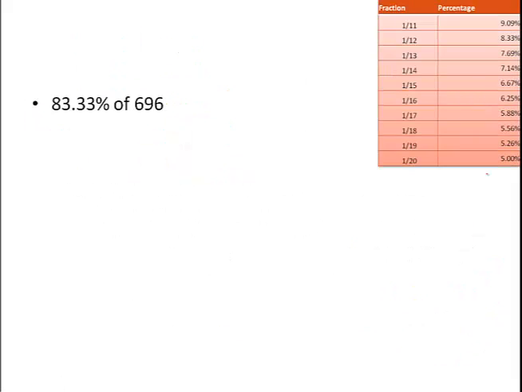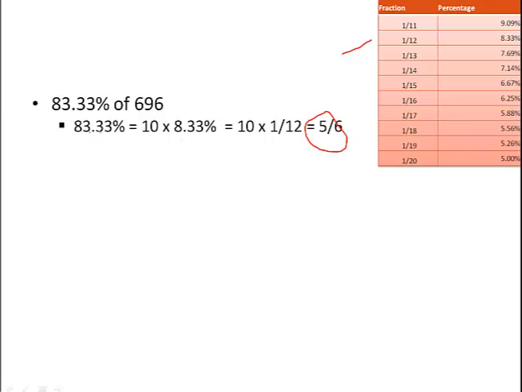Now this is another question. For instance, you need to calculate 83.33% of 696. Okay, so think about 83.33. It can be somewhere near to 1 by 12. 1 by 12 is 8.33, not 83.33. So what I will do, I will write 83.33 approximately equal to 5 by 6. How? 83 is approximately equal to 10 into 8.33, although exact will be 8.333, but because I am more concerned with the 1 by 12, I am taking two digit numbers. So 10 into 1 by 12 is nothing but 5 by 6.